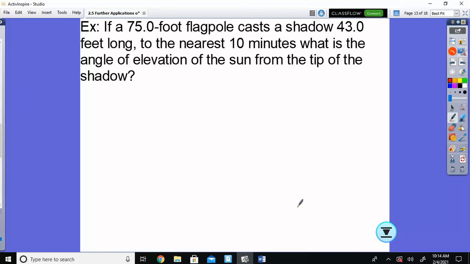We have a 75-foot flagpole. So if you draw your flagpole, the height there is 75.0, so that's 3 significant digits. Cast a shadow. Where does the shadow go? On the ground. 43.0. What kind of angle would this be? Right angle. What is the angle of elevation of the sun from the tip of the shadow? So the tip of the shadow, angle of elevation is from a horizontal up.